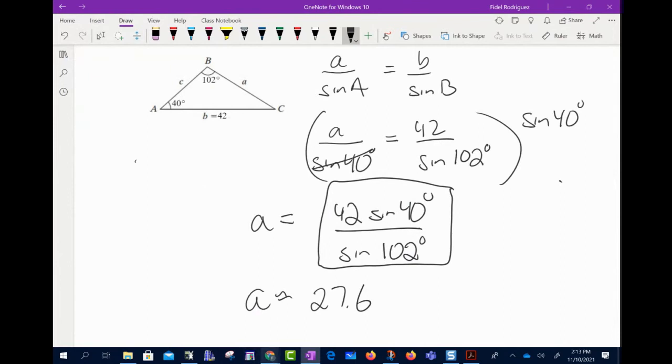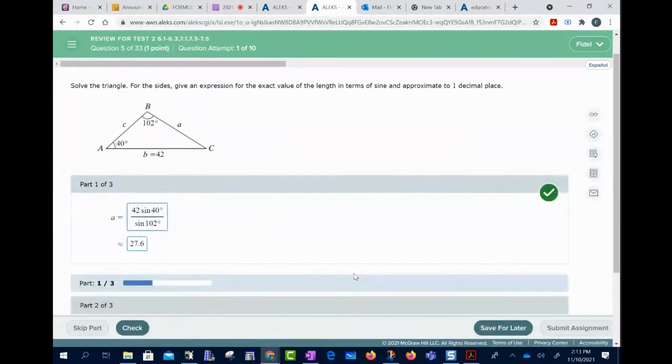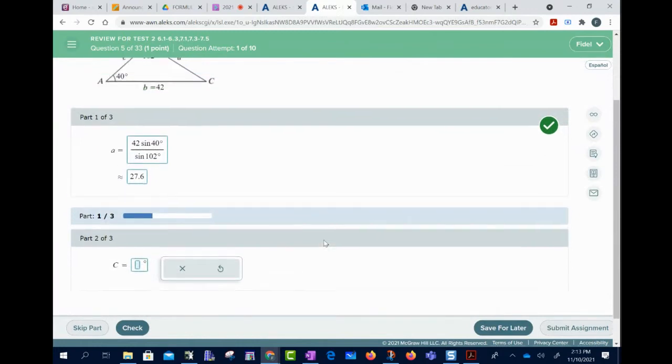Okay. So let me come back to my problem here, and we're going to type in 27.6. It says 1 decimal place, so that's what we're going to use. Okay, so then let's go ahead and chickadee check. Boom, we got it. Okay, now it's asking us to find the value of the angle C.